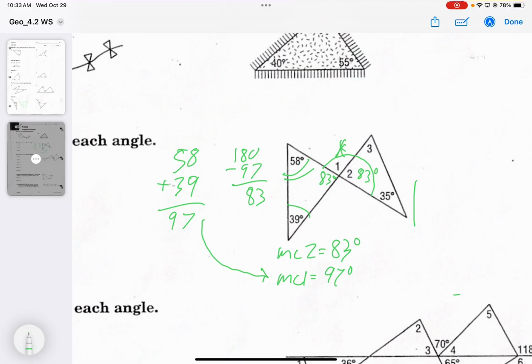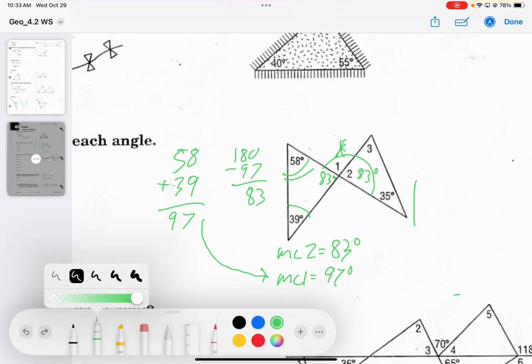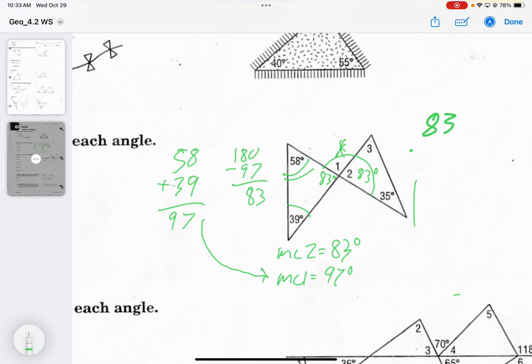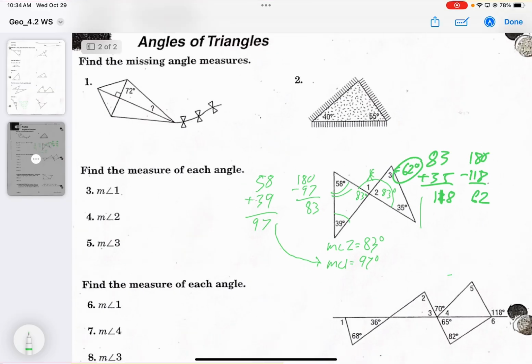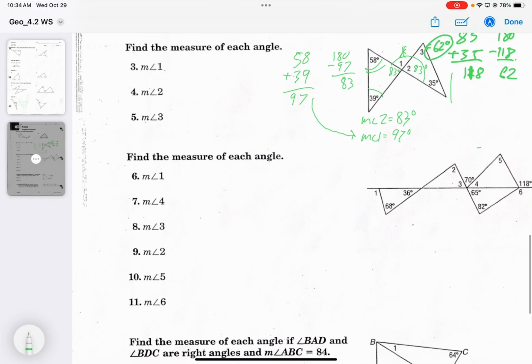All right, we need to find 3. So, Angeline, I imagine you did 83 plus 35. Add those together to get 128. No, that'd be 118. My bad. And then you would subtract that from 180 to get that that's equal to 62. Is that what you got for angle 3? All right. Oh, okay. So 62 degrees. Okay, cool.